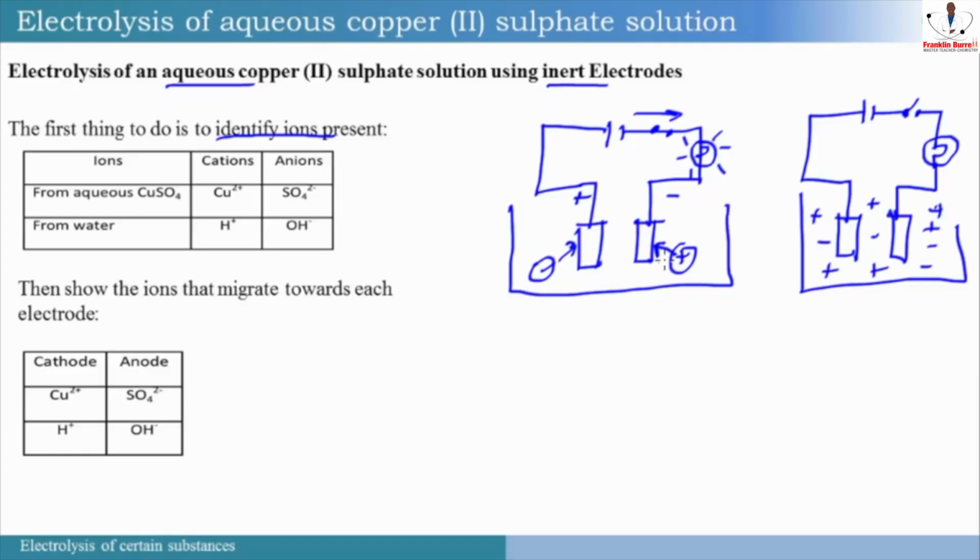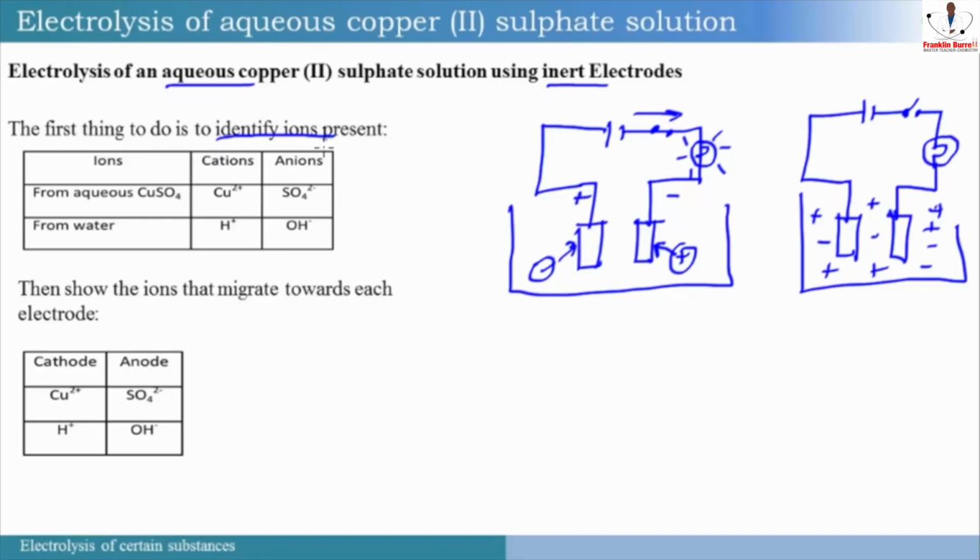But that only happens when the switch is closed and the electrons are allowed to flow, where they will be gained at the cathode, which is reduction. The ions would also move towards the anode where they lose electrons, and that process is oxidation.